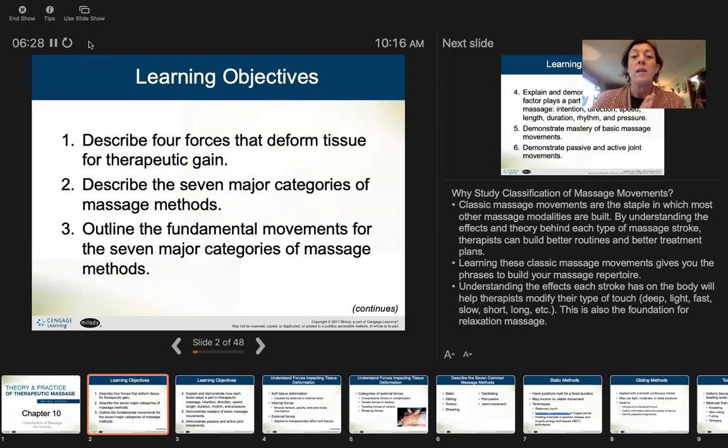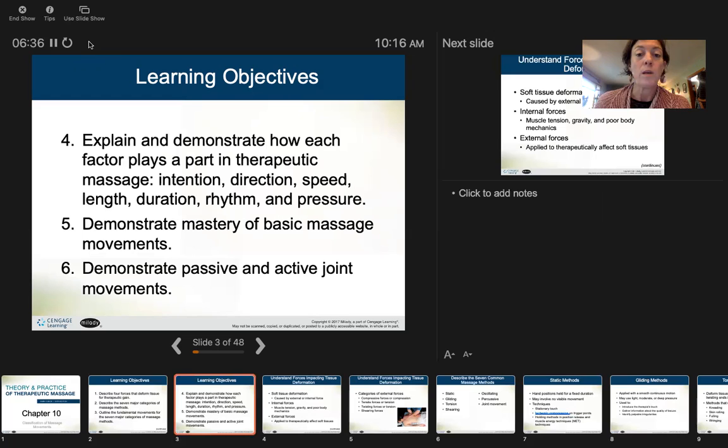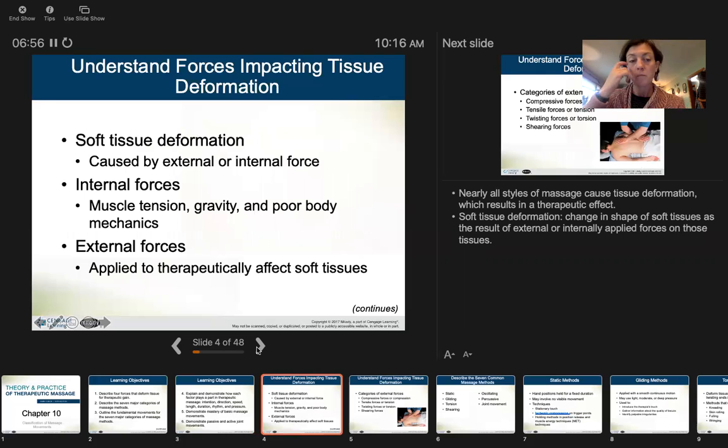And then there are things that affect even each of those categories that is something that we haven't talked about enough. And we're going to get into more as we go. And that would be like your intention, direction, speed, length, duration, rhythm, and pressure. All these different things can affect the results of a stroke, what we're trying to accomplish. So, and then we're going to keep practicing all these things, and then we'll get into the movements.